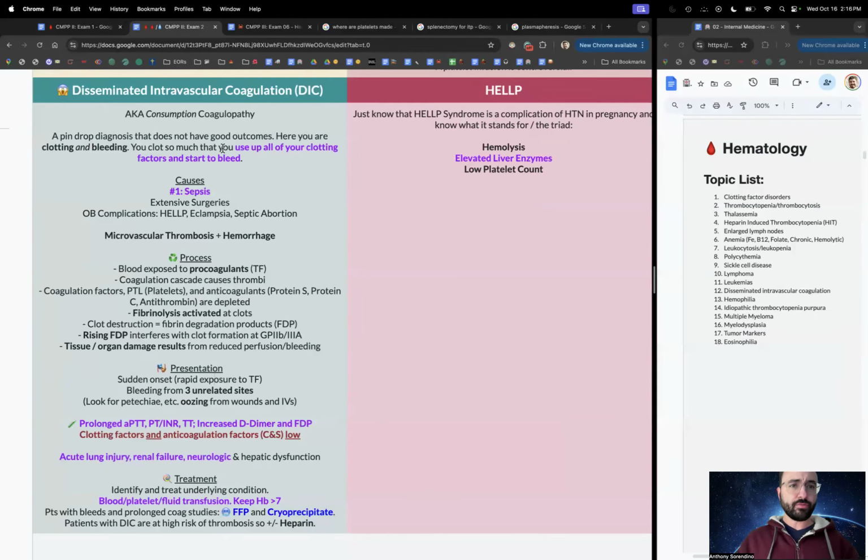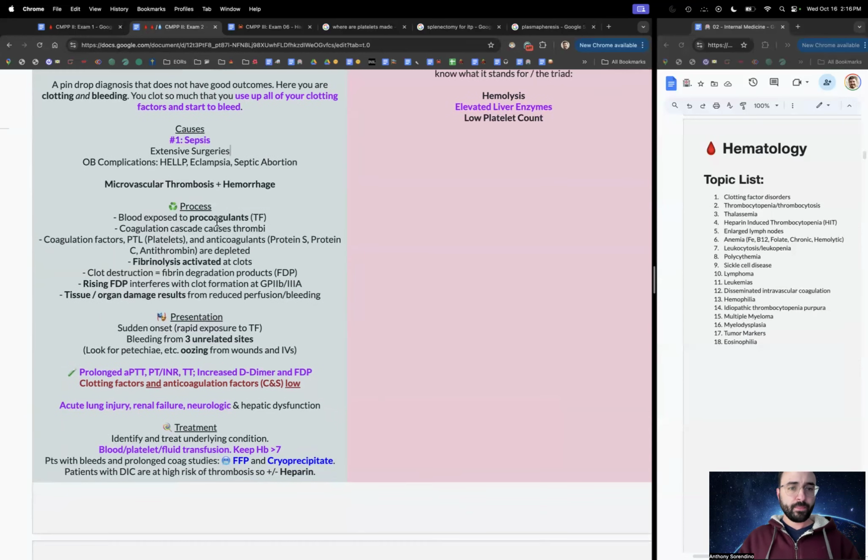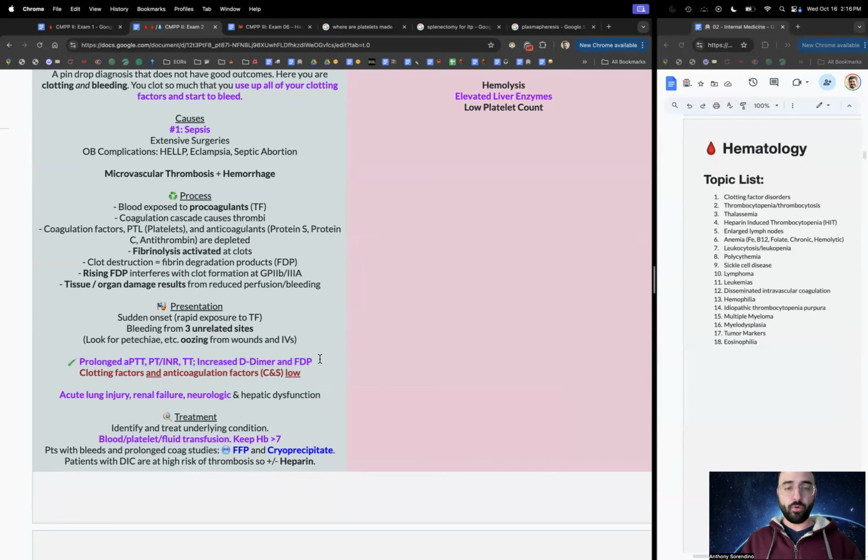So disseminated intravascular coagulation. This comes up in a couple other places. This comes up in hypothermia. It's a pin drop diagnosis because it's so deadly. Number one cause is going to be sepsis. This does involve all the clotting factors. So definitely look for it, it's going to prolong all of this stuff.